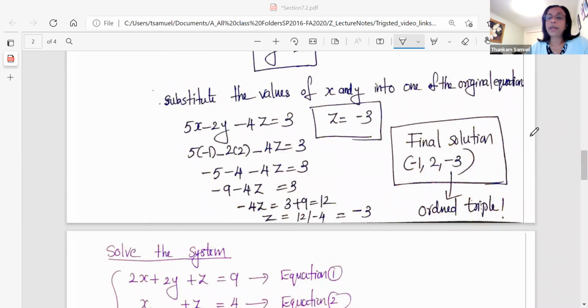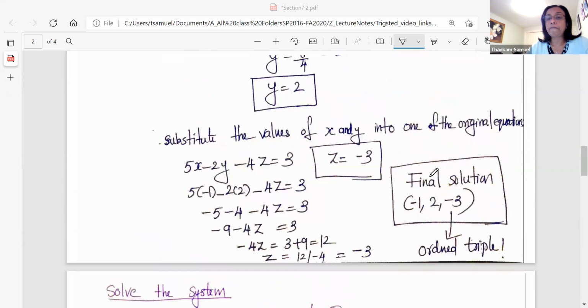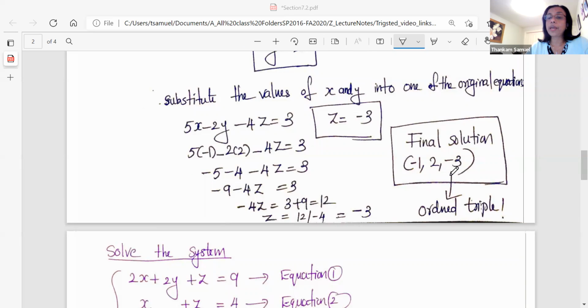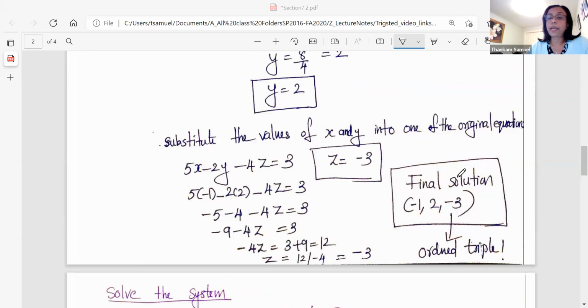So we can write the final solution as -1, 2, and -3. So you can see that it is an ordered triple. So you have to write the final answer in terms of an ordered triple. So the final solution is -1, 2, and -3. You can always double check this value with the original equations, and you can see that you will get a true statement for each of these equations. So this is our final solution.